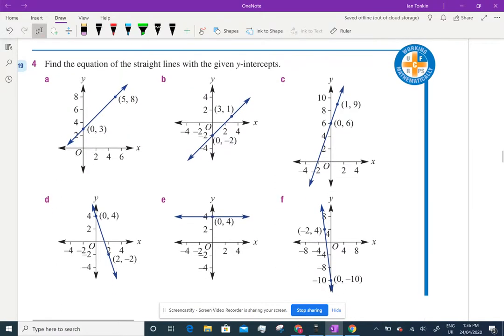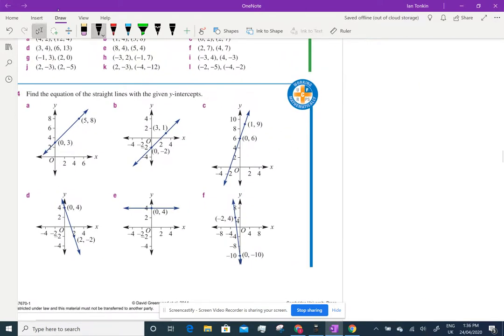Righto, here's what I should have been doing first. Let's find the equation of these lines. We already know how to do it. Again, we're going to use y equals mx plus c. I'm going to do A, D, and E. I'll leave you to do the other one, see how you go. So, here's for A.